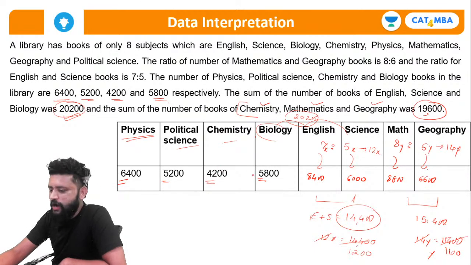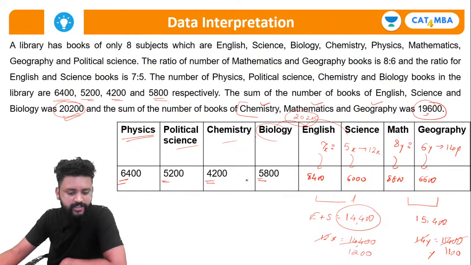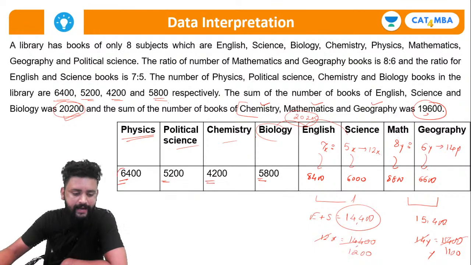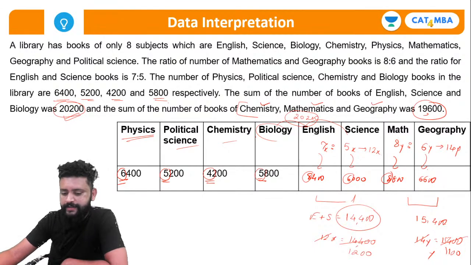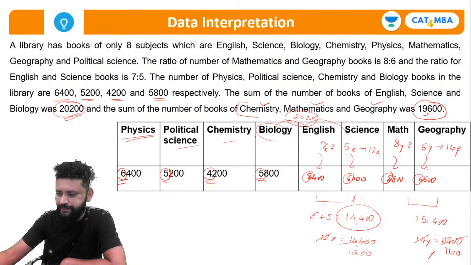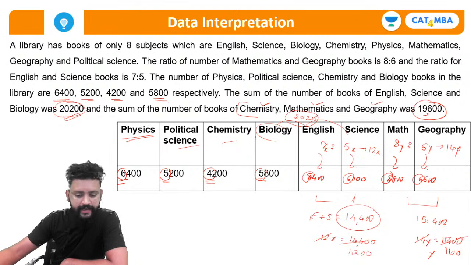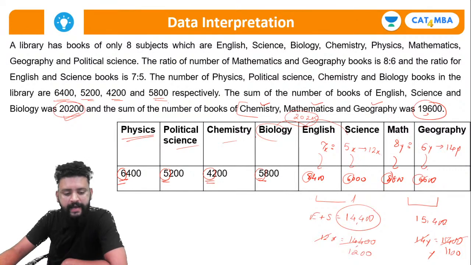What we'll do, how to add, I have shared this shortcut before. You can just look at the thousands place. 6 plus 5 plus 4 plus 5 plus 8, 28 plus 6, 34 plus 8, guys, it is 42 plus 6, 48,000, right Shubhankar? 48,000. After that come to the hundreds place. We have 48,000. Remember that figure 48,000.